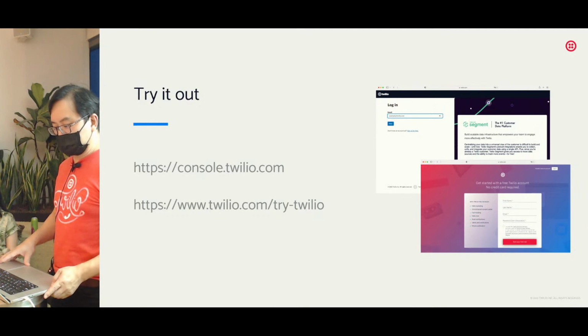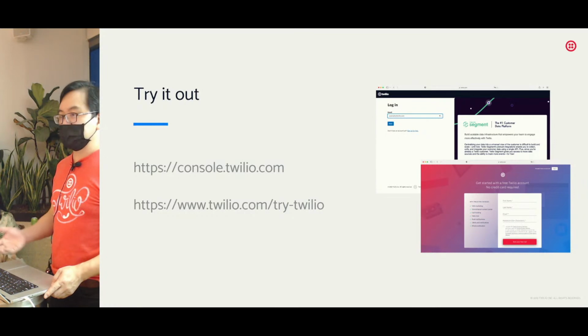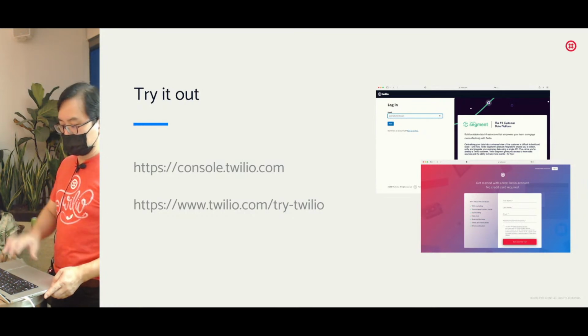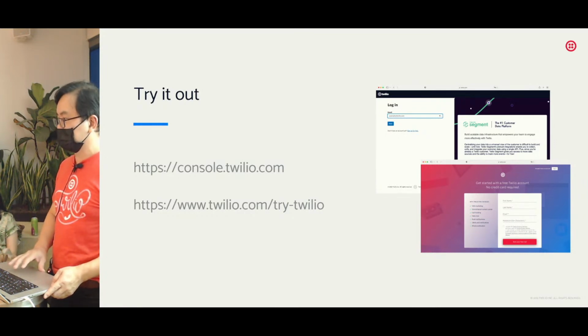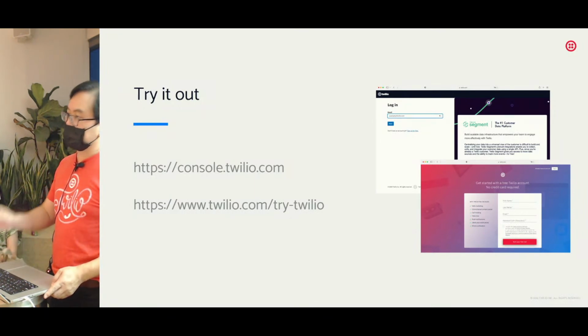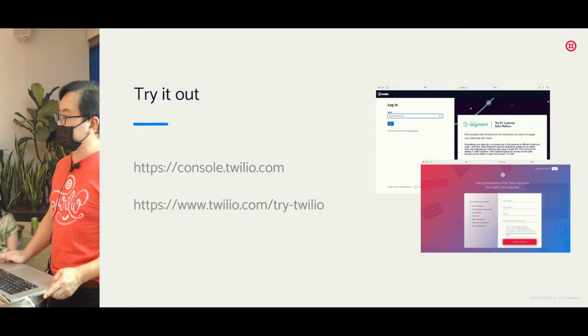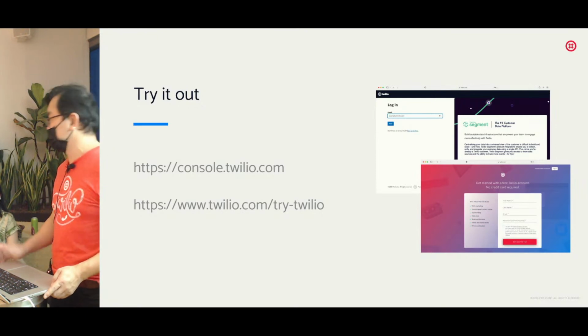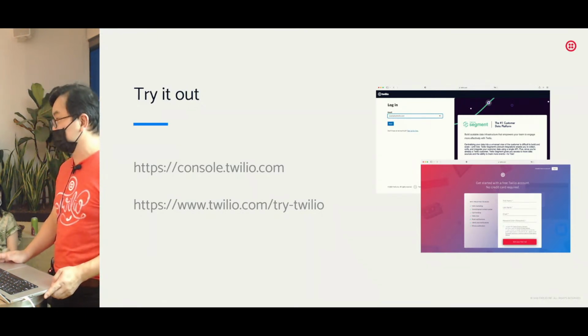So to help you try this out, you can go to console.twilio.com. You realize that you need a login. If you don't have a login, you can go to twilio.com, try Twilio, and sign up for an account to try it out. The moment you sign up, I think you will get a credit of $15 USD, around that, for you to try. Yep. Just for today.